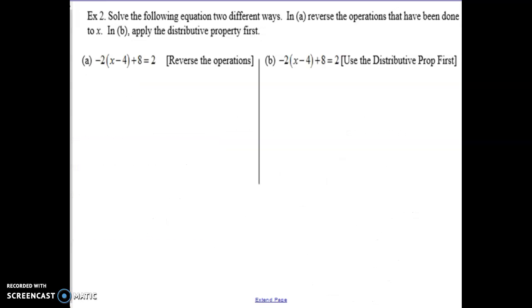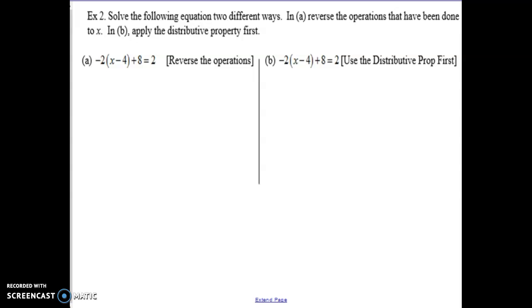All right, looking at the next one. Solve the following equation in 2 different ways. The first time we're going to do the reverse of the operations, and the other time we're going to do distributive property first, and I'm going to show you how it doesn't make a difference, but it will bring up a different way to solve.